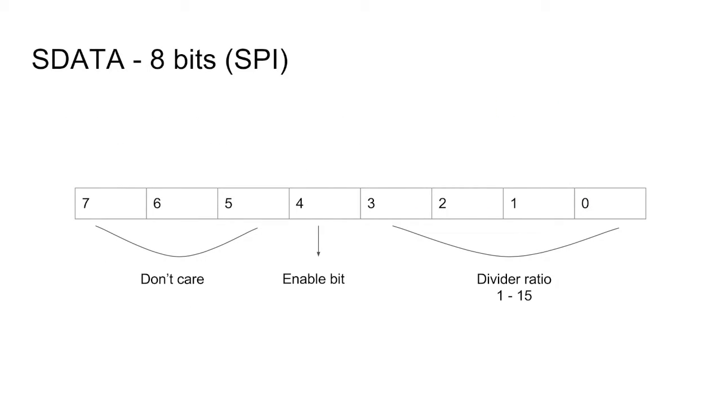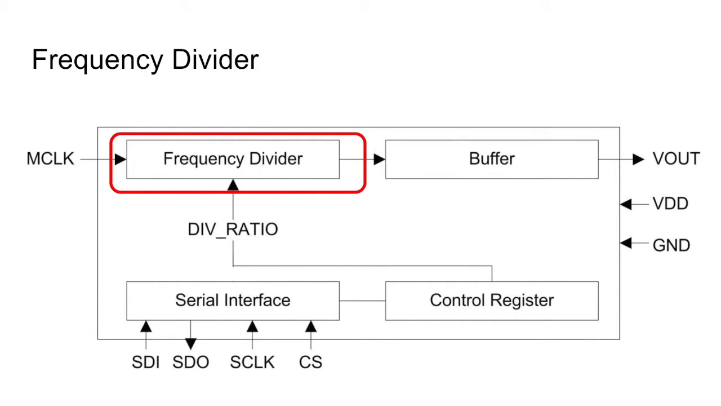Here is how the 8-bit data looks like. Because we only need to divide the number from 1 to 15, that only requires 4 bits. So the last 4 bits are used as divider ratio. Bit 4 is used as the enable bit, and the rest I don't care. Next, we are going to cover the frequency divider logic.